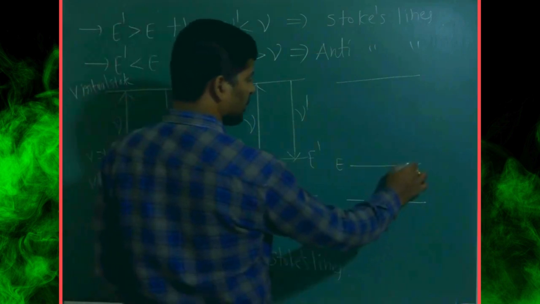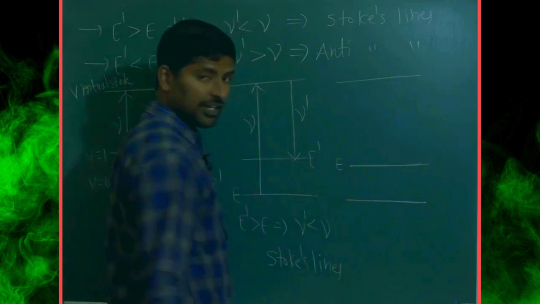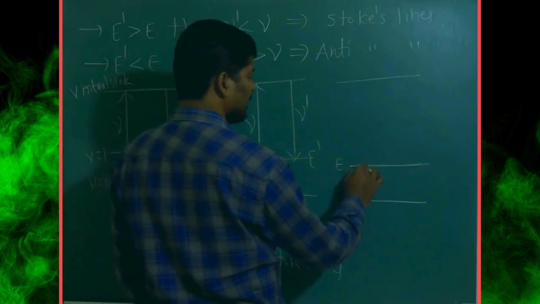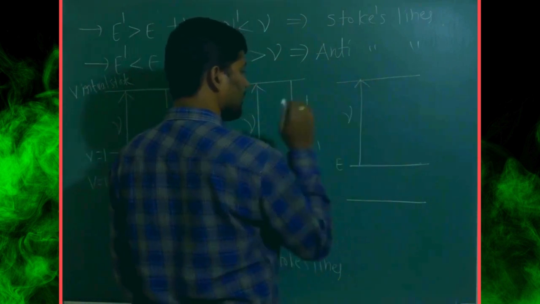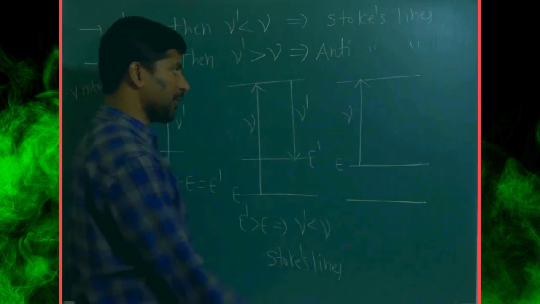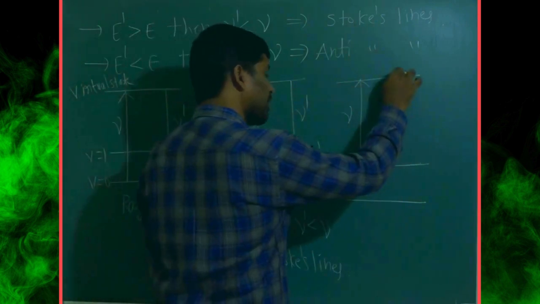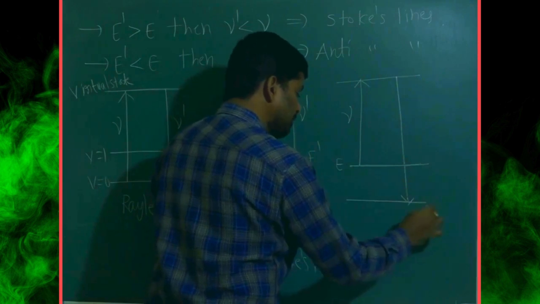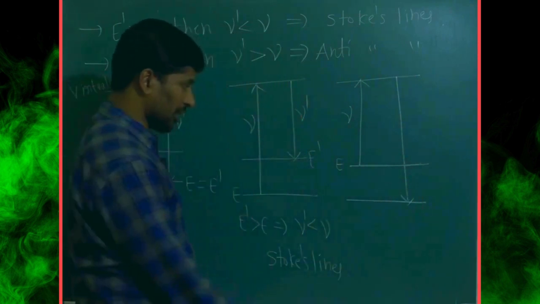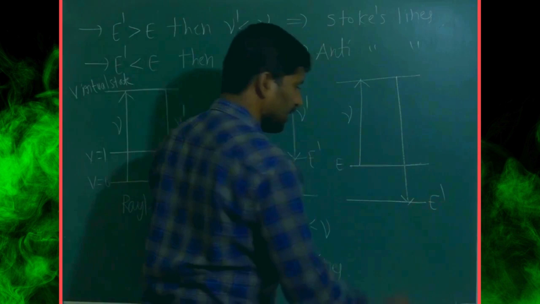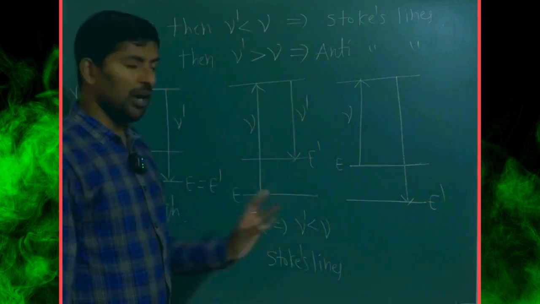For example, initially the molecule is in the V equal to 1 state, a higher vibrational energy level. This is the incident radiation frequency. It goes to some imaginary state, some virtual intermediate state. Now it returns to the V equal to 0 state, and this is the final energy of the molecule.